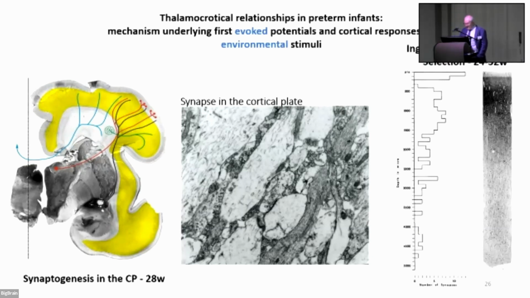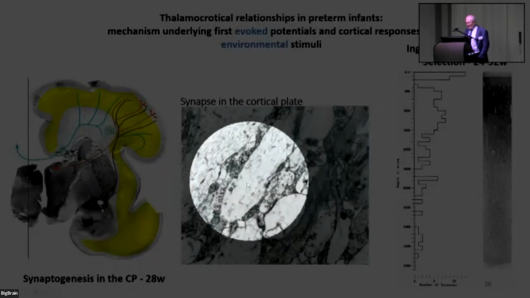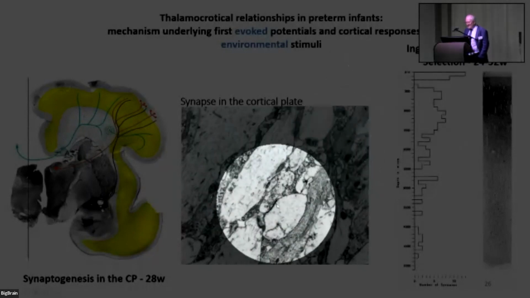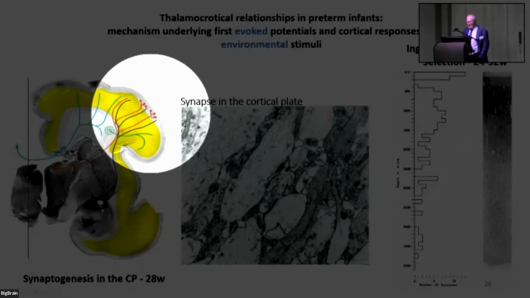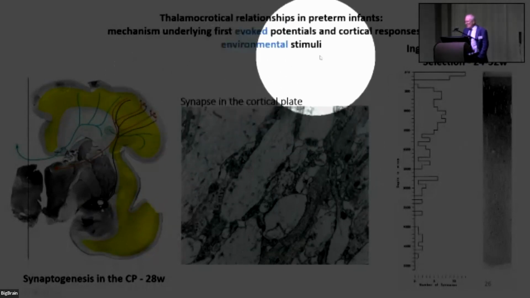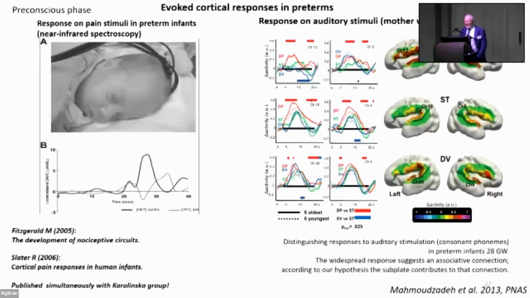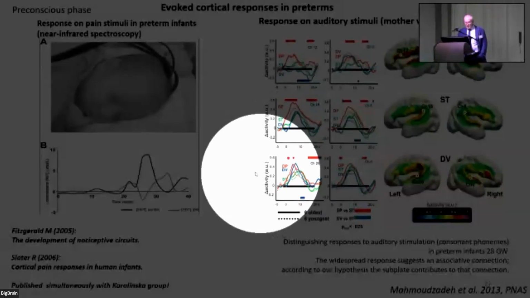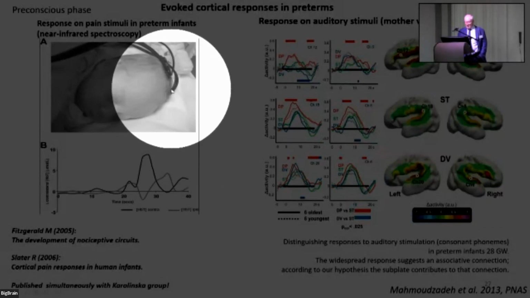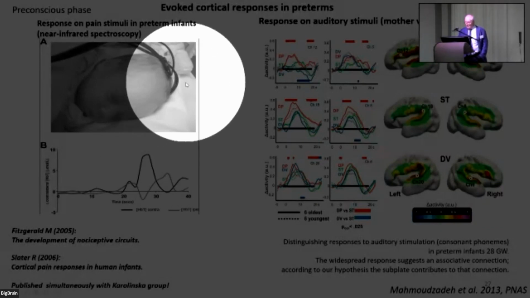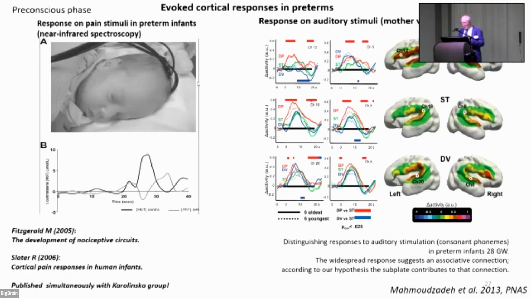And at that time, we found the first synapses within the cortical plate. Look at the synapse. There is no extracellular space. Here is a schematic drawing of a synapse, this little branching, and here are synapses in the cortical plate. And then later, nice studies of the Swedish group and the London group, Mary Fitzgerald, have shown that at that period, after pain stimulation, you can evoke cortex responses. So learning is possible by external input.